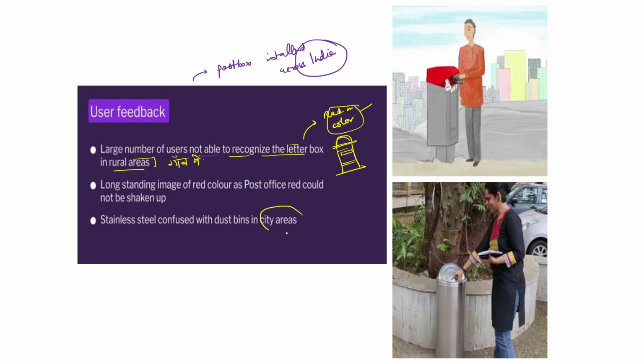However, when we talk about the city areas, stainless steel was confused with dustbins in the city. If you see this finish, this is SS, and even this had a brushed finish. If you see the volumetric part as well, it is quite close in finish. So they thought that it's a dustbin.